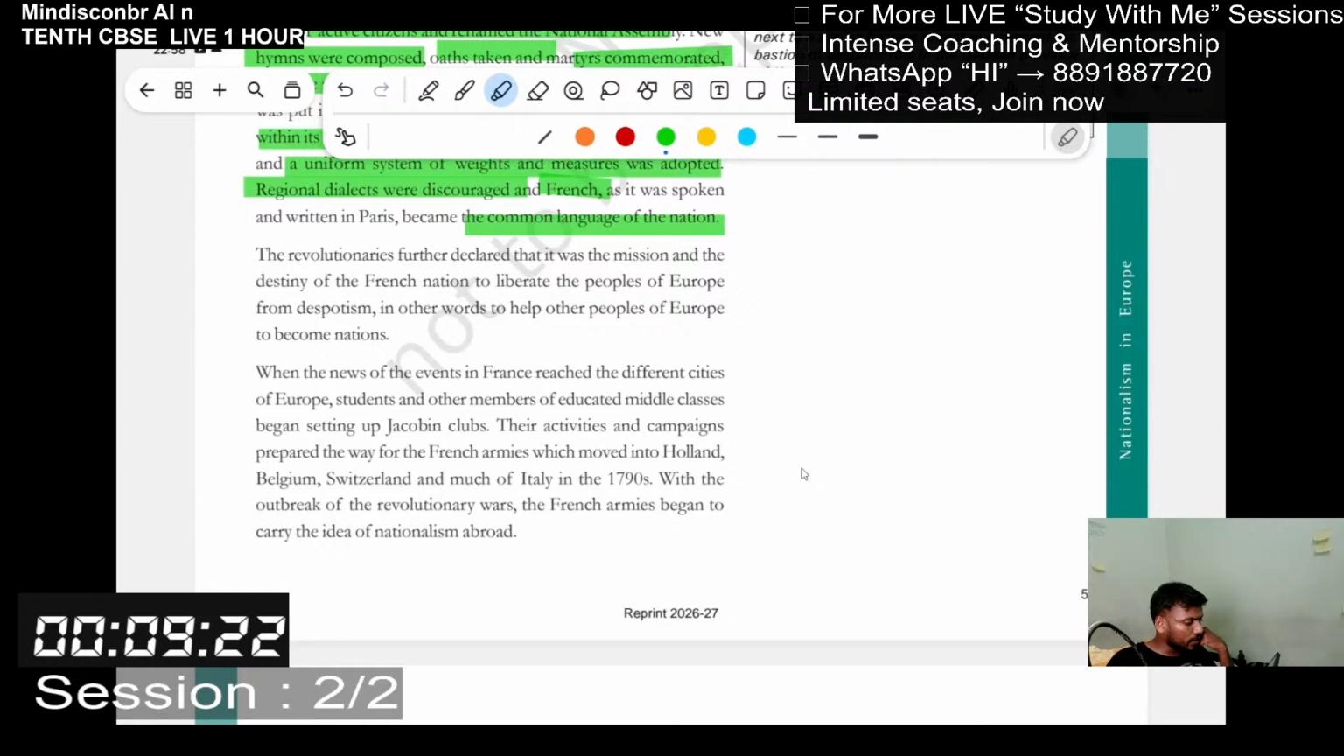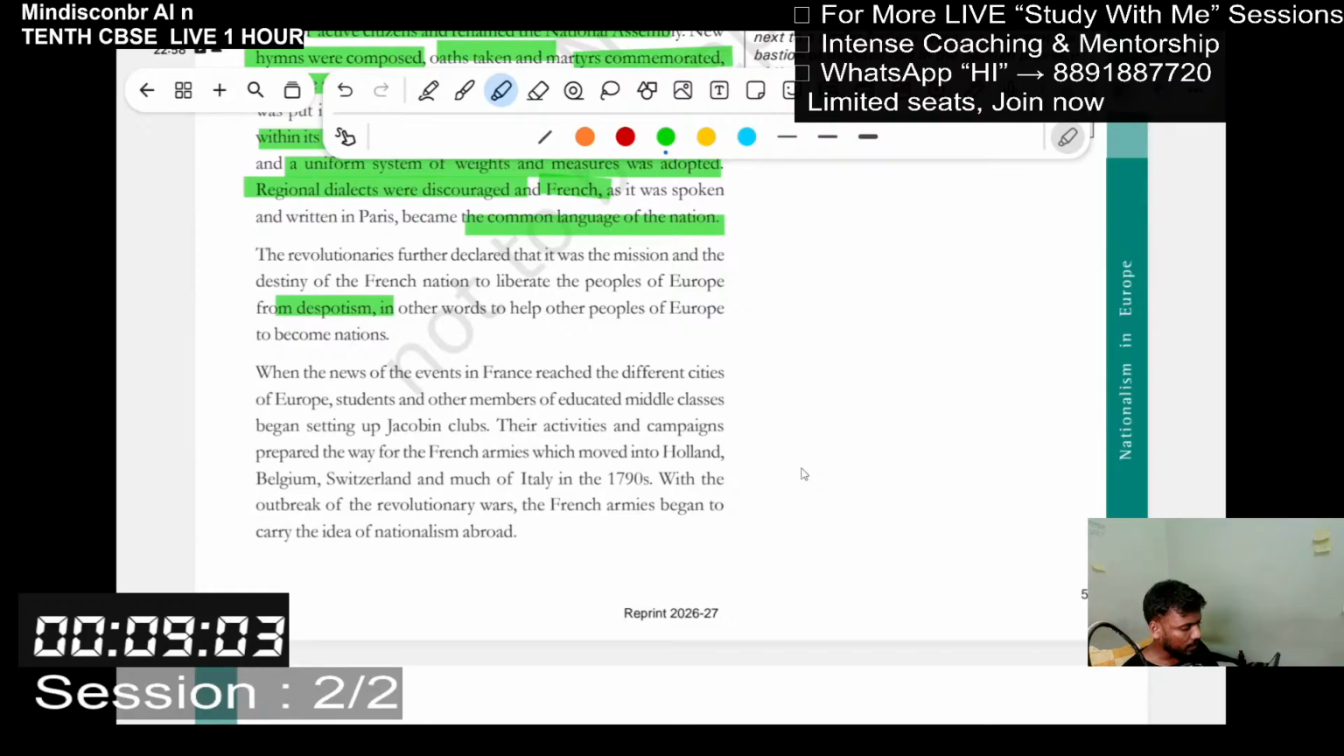The revolutionaries further declared that it was the mission and destiny of the French nation to liberate the peoples of Europe from despotism. This is a word you have to study, despotism. In other words, to help other peoples of Europe to become nations.